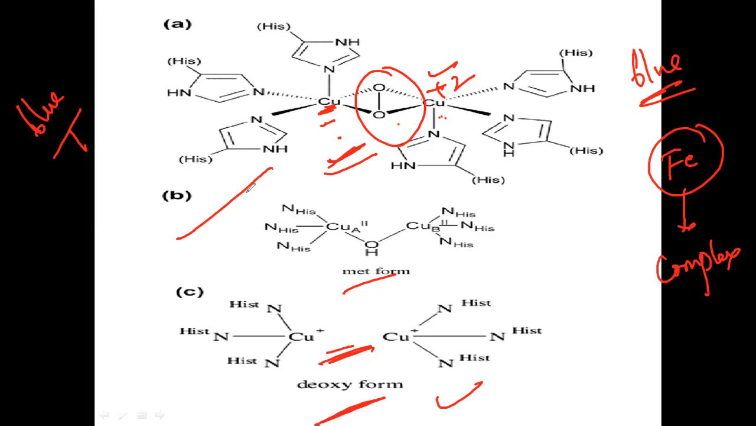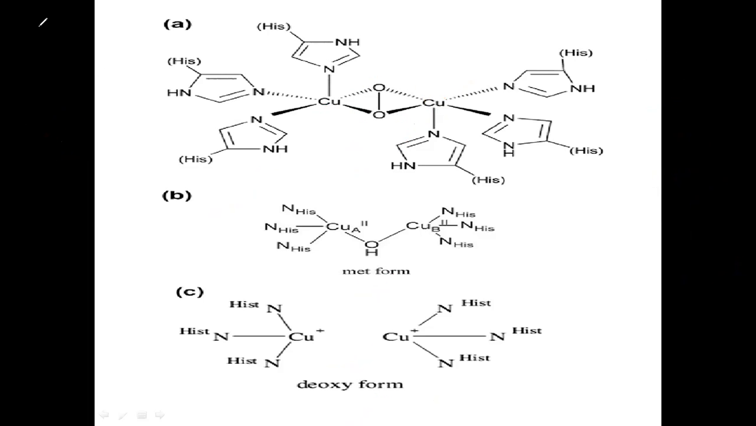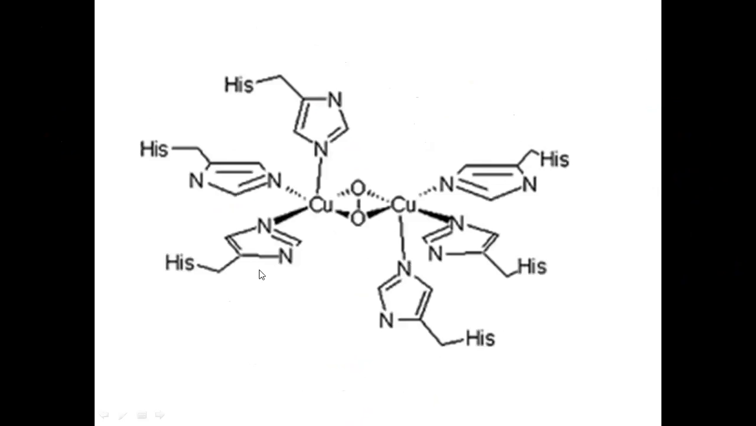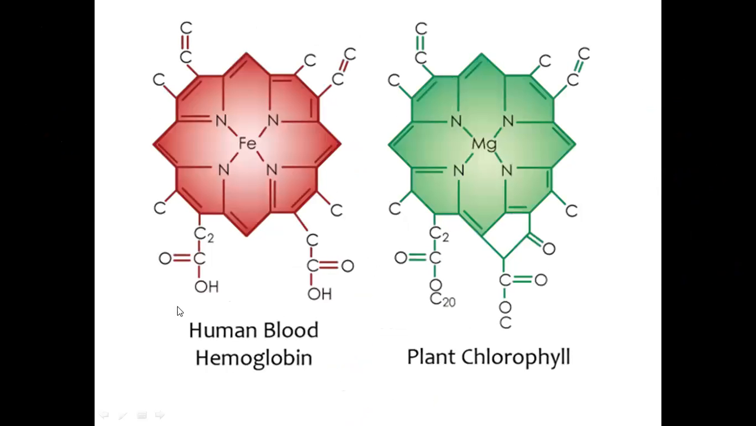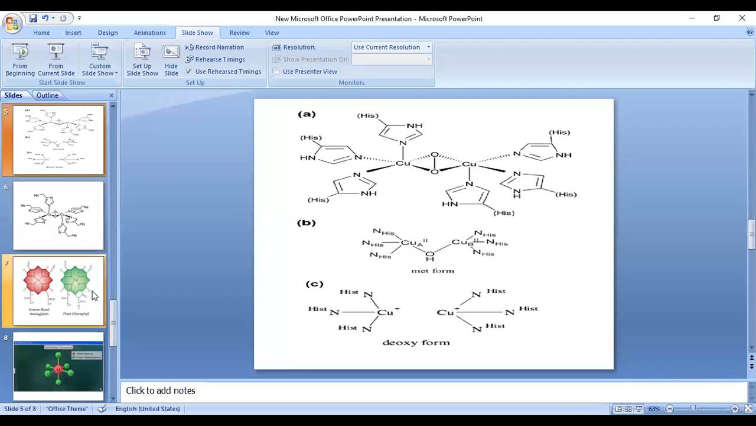This is also hemocyanin, a very important pigment in insects. You can easily understand many of these. And this is the plant cell and chlorophyll.